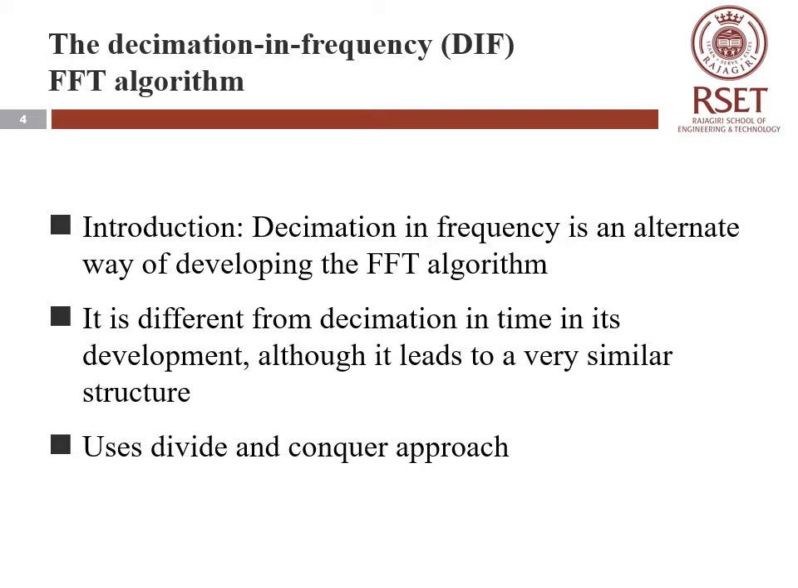We'll be dealing with the radix 2 FFT algorithm, and in radix 2 the value of capital N should be equal to 2 raised to m. In the radix 2 FFT algorithm, the total number of complex additions is reduced to N into log N to the base 2, and the total number of complex multiplications is reduced to N by 2 into log N to the base 2.